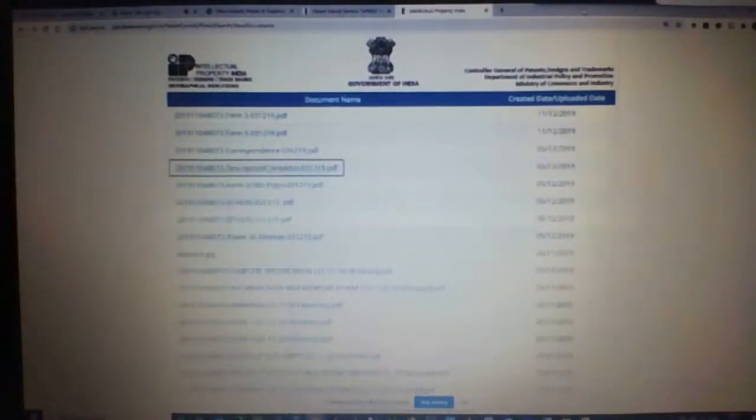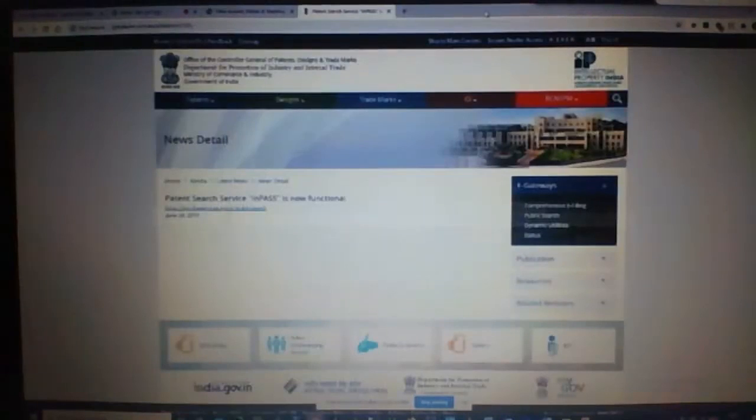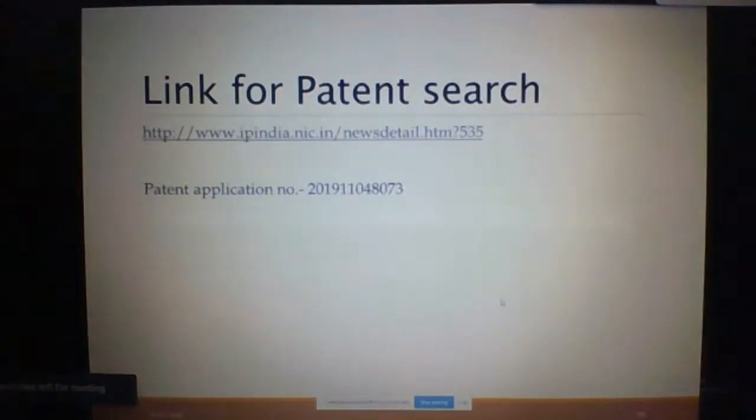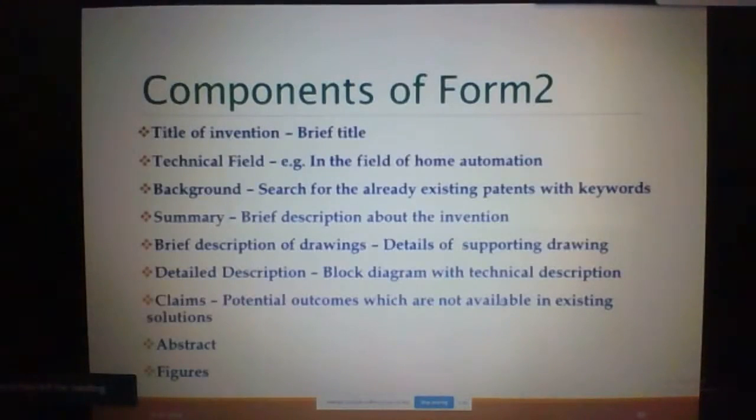So this is the way to check a filed patent. Okay, now I am returning back to my PPT. Now, what are the components of Form 2? Any IPR cell inside the campus asks for these details from inventors.